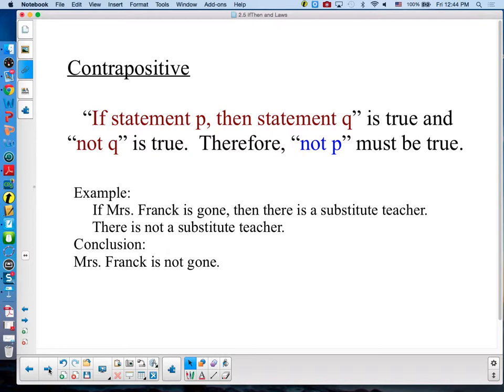And if I had a substitute teach this lesson, would that be confusing? A little bit. Is this like reverse thinking? That's kind of like reverse thinking, I guess, if that's what you want to call it. It's called the contrapositive thinking.